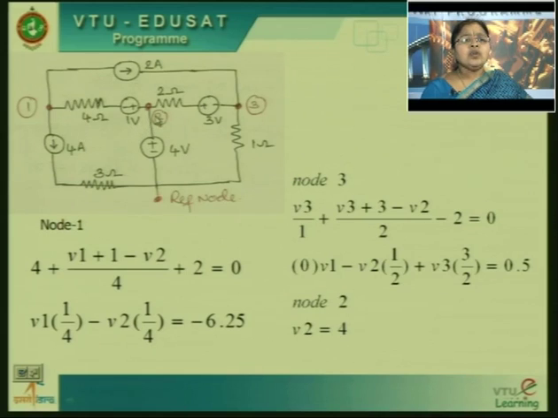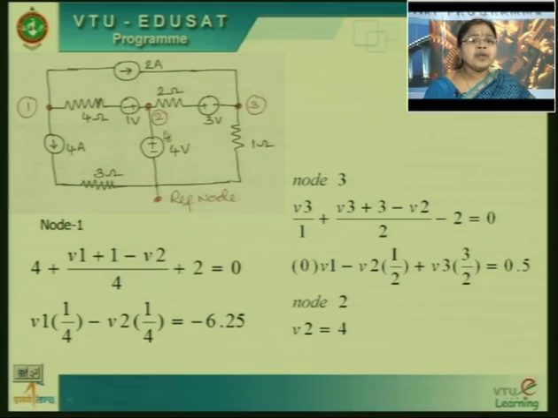Now, let us come to node 2. If I see node 2, there are 3 different branches connected to it, but there is a voltage source connected between reference and node 2. Now, what is the property of a voltage source? The property of the voltage source is to maintain this voltage, 4 volts, irrespective of the current it supplies. This 4 volt source always maintains 4 volts between this point and this point. So, it is fixed at node 2, always 4 volts.